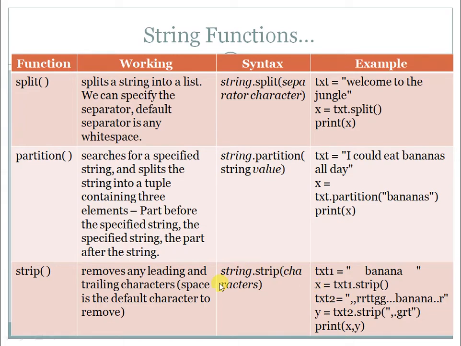How it is used? String dot strip and the character you want to strip. Suppose you have a text, some spaces, then banana, then after there are some spaces. So if you want the spaces to be stripped, you will write text dot strip. It will remove all the leading and the trailing spaces, and only banana will be the result.